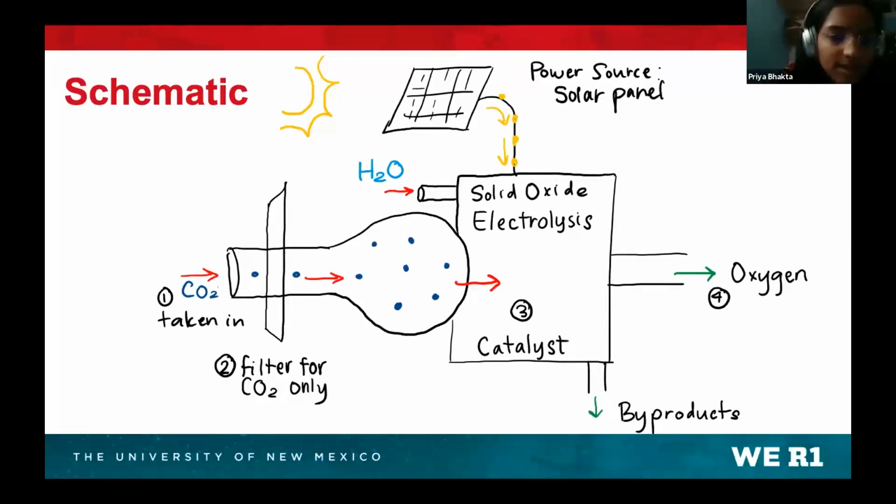All right, so this is a basic schematic of how we want to design our project. Basically, CO2 is going to be taken in through this vacuum tube, and this filter here is going to filter out any unwanted particles that might enter the tube. And along with H2O, the CO2 is going to be taken in through the solid oxide electrolysis, which is our main catalyst. And just like natural photosynthesis, we're going to power this device using solar panels. And our end product is going to be oxygen, and our byproduct will be methanol or methoxide.